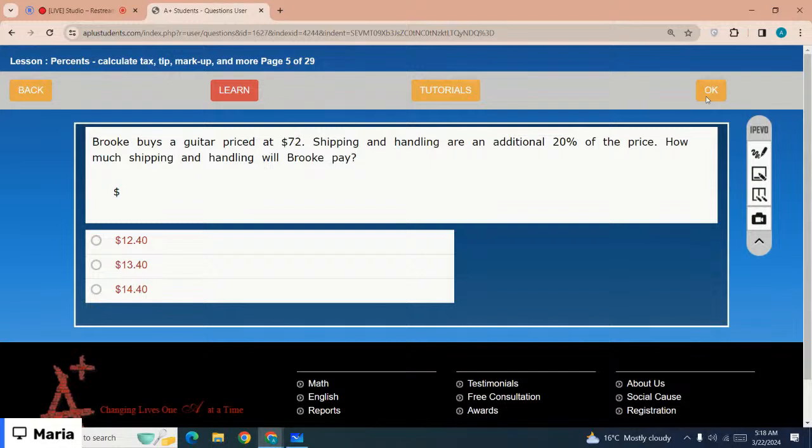Brooke buys a guitar priced at $72. Shipping and handling are an additional 20% of the price. How much shipping and handling will Brooke pay? So, which is the correct option?